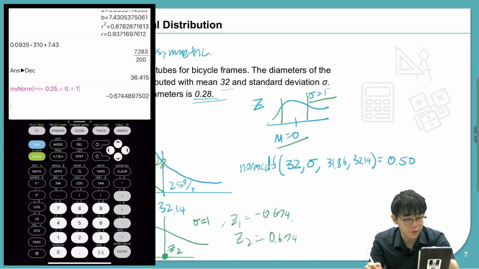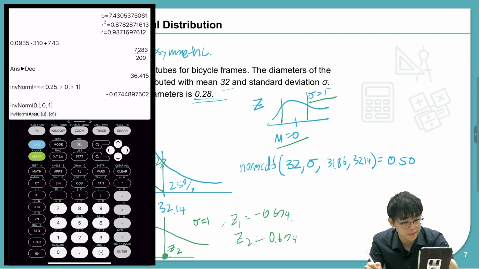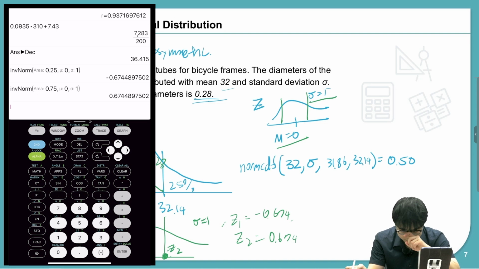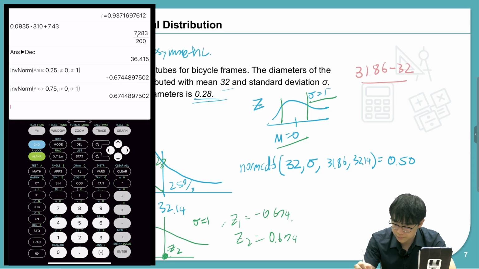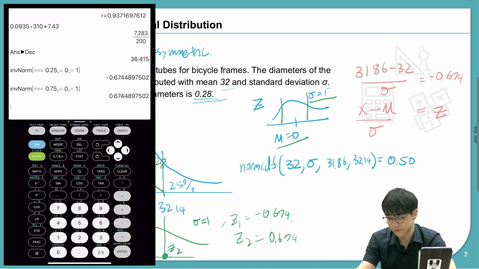So you could just do inverse norm. What if the area to the left tail is 0.75, right? So the z-scores of, say, negative 0.674, they correspond to 31.86. So you just use this formula. Maybe we'll write this as 31.86 minus 32 over sigma. That's going to be negative 0.674, right? Because we're going to use a formula for z-score. The z-score is found by taking the x value, subtracting the mean, dividing by the standard deviation.